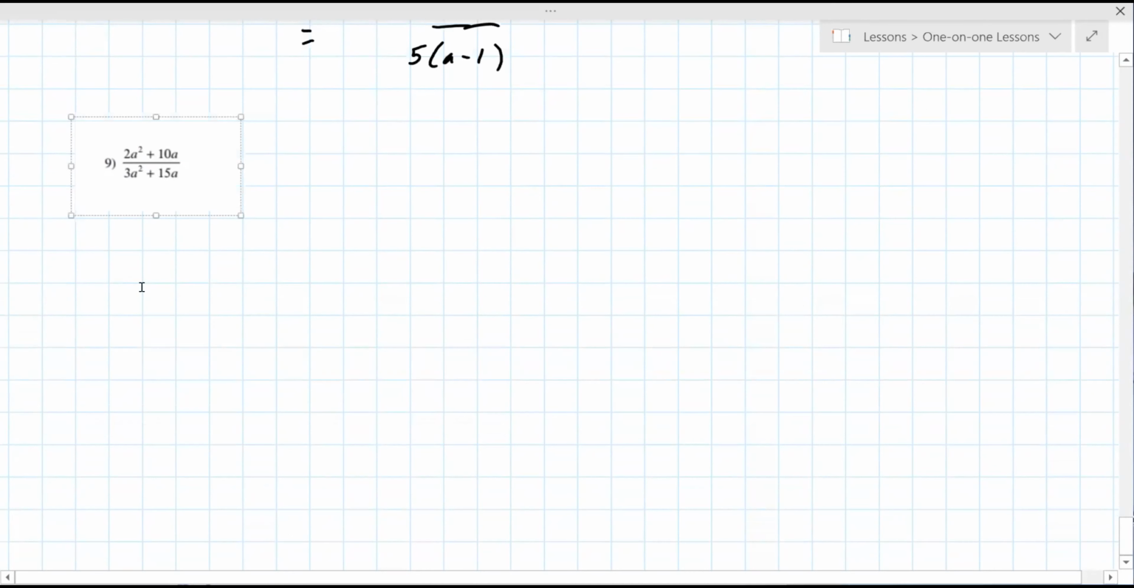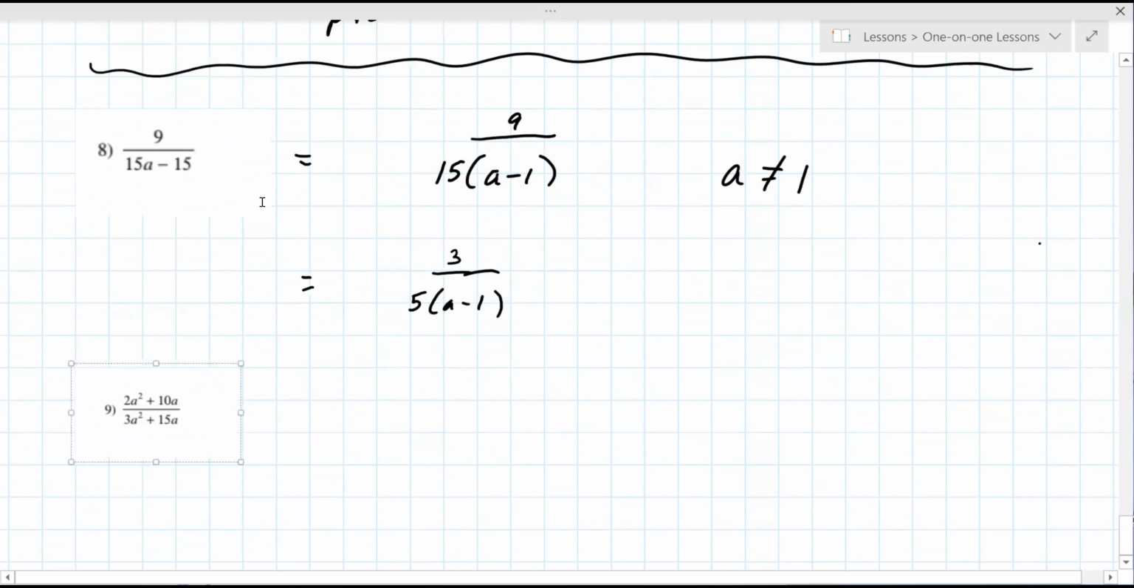Can you scroll up again real fast? Yeah, sorry about that. It's all good. Perfect. All right, now on to number 9. All right.